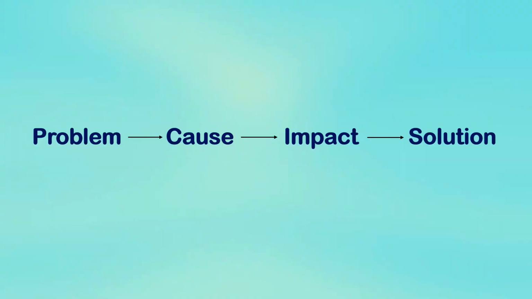So this is like one format. When writing your problem statement, follow this simple format. First, explain the problem, then its cause, that means why it has occurred, and then its impact, that is, where all it is going to affect, and finally mention the solution direction. So from the problem, what type of solution you are going to provide for this.